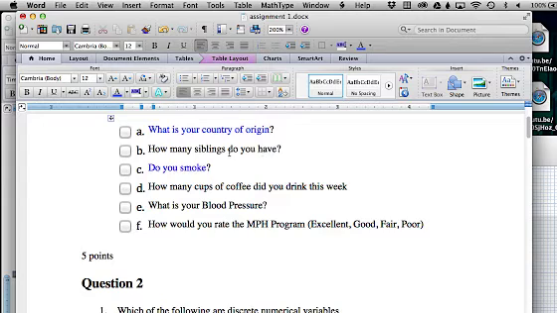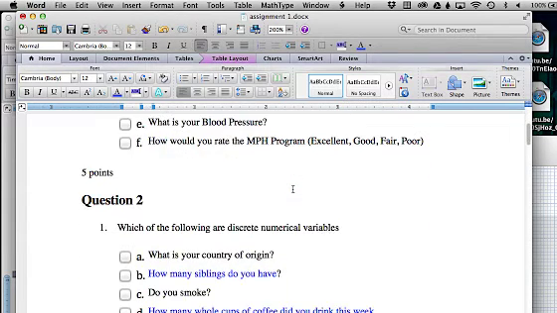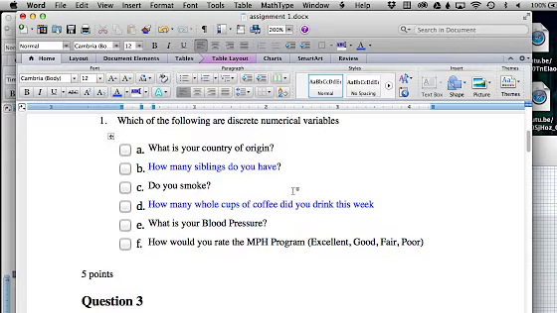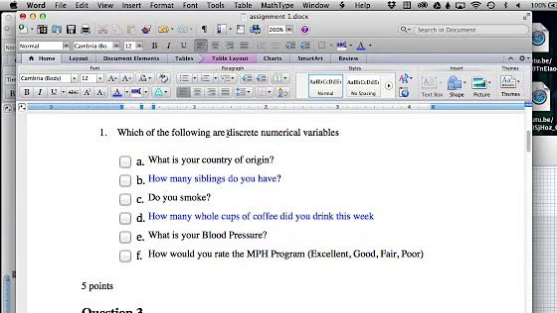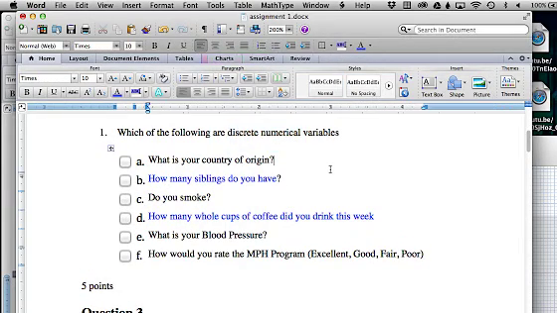How many siblings do you have? Well, that's a numerical variable. In this case, it happens to be discrete numerical, but we're going to talk about that in a second. How many cups of coffee did you drink? So on and so forth. Okay, now let's take a look at question 2. Which of the following are discrete numerical variables? In the long run, it will not make that much difference. We're probably not going to discriminate between discrete numerical and numerical variables very much in this course, but it's worth knowing. Okay, so let's take a look at what we have.